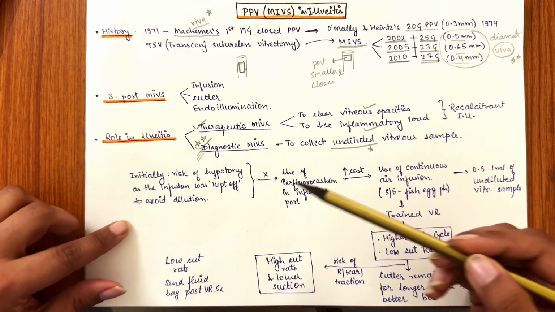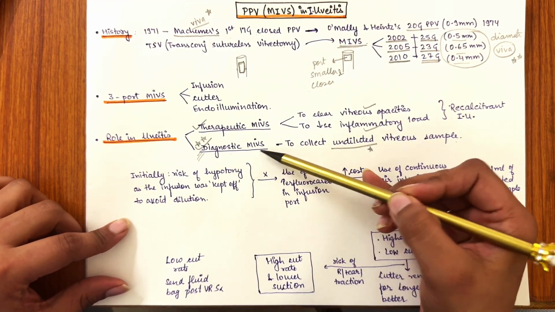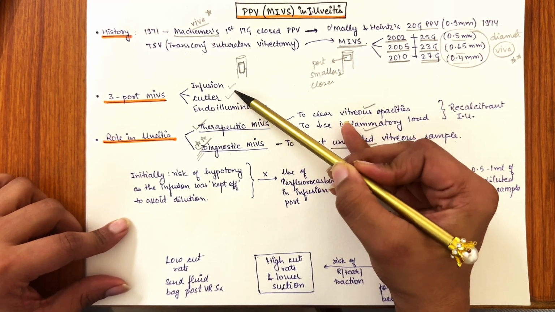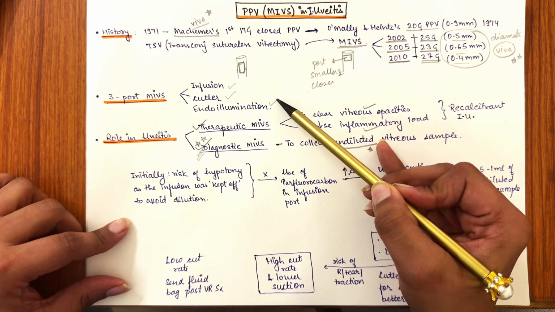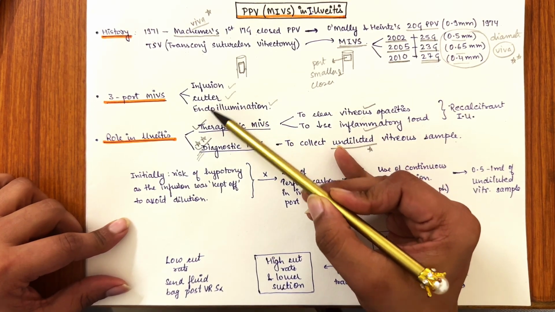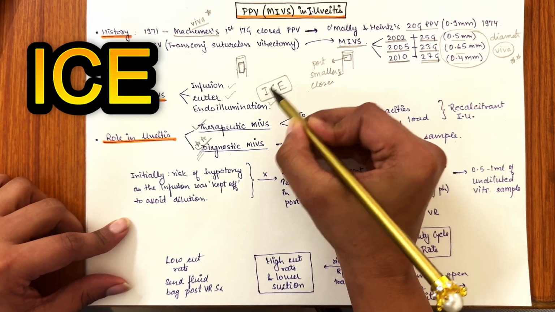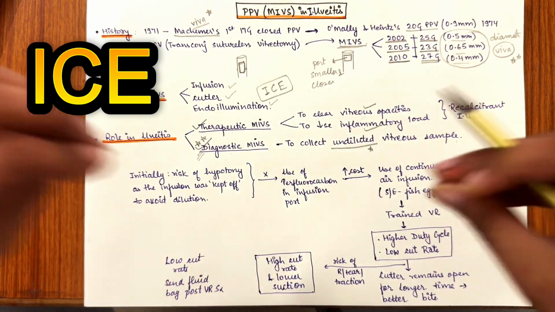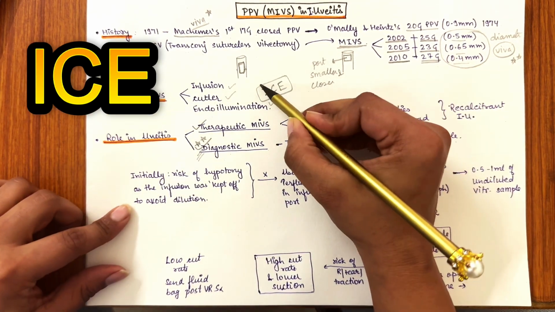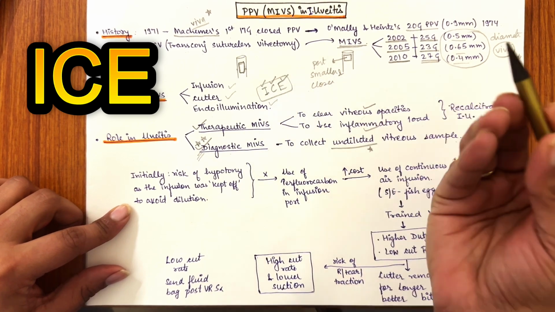Now, initially this diagnostic MIVS was done and three ports are introduced into the globe. First is infusion, cutter and endoillumination. How will you remember this? Remember this mnemonic: EYES. In vitrectomy we put in EYES. What is EYES? Infusion, cutter and endoillumination.